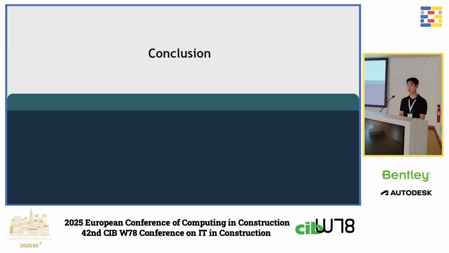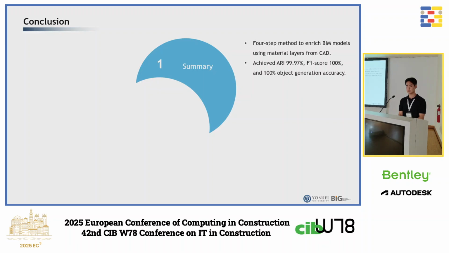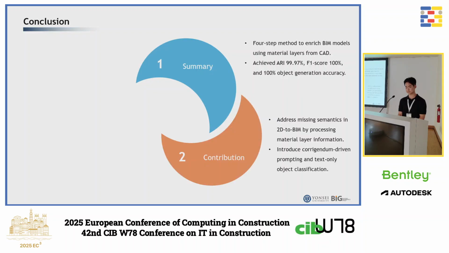Now let me conclude the presentation. First, here's a brief summary. This study aims to semantically enrich BIM models using material layer information from CAD drawings. To do this, we proposed a 4-step method using K-means clustering, LLMs, and the BIM API.